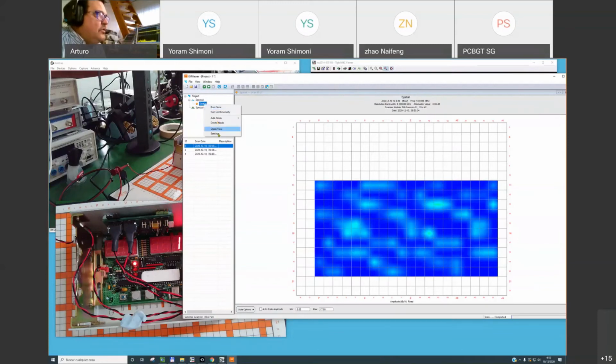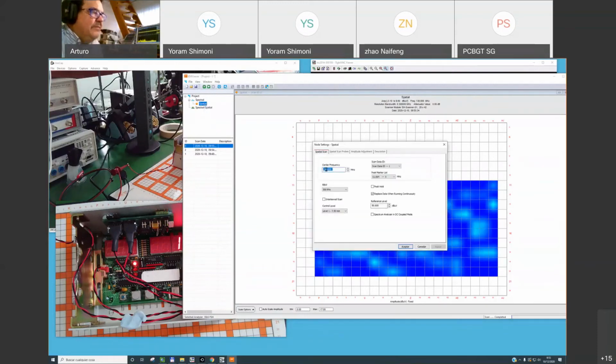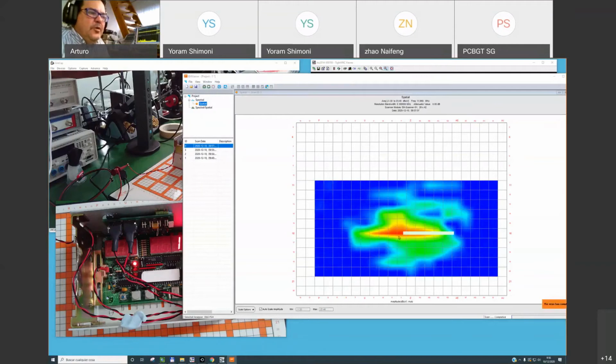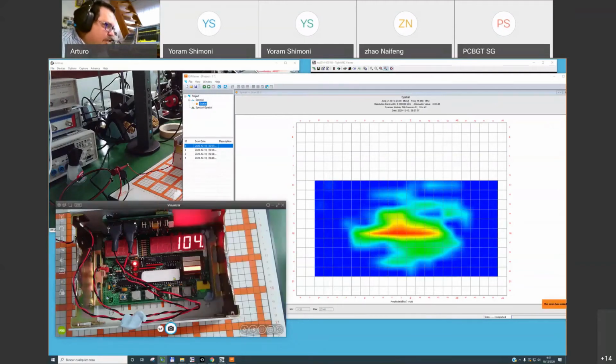But look at this. If I run the test again at 11.06 megahertz, now I am going to scan at the first harmonic of my digital clock. You will see how is the activity. You see a strong activity. It's the same as before. Why? Because now the activity of the digital clock is in the same position.